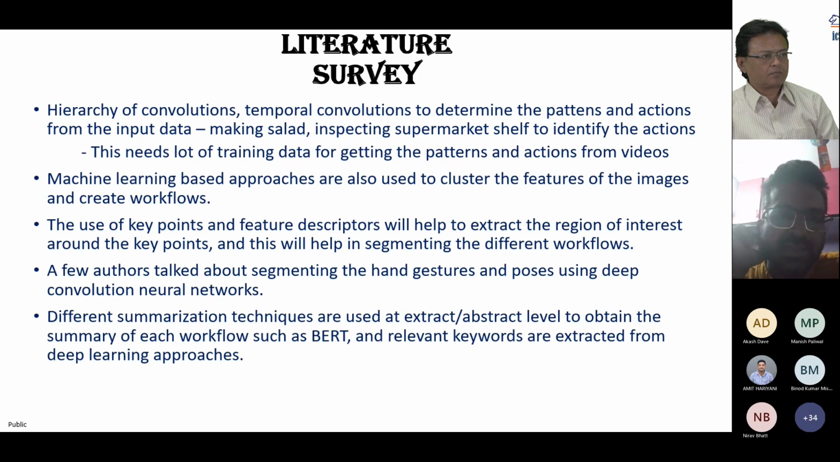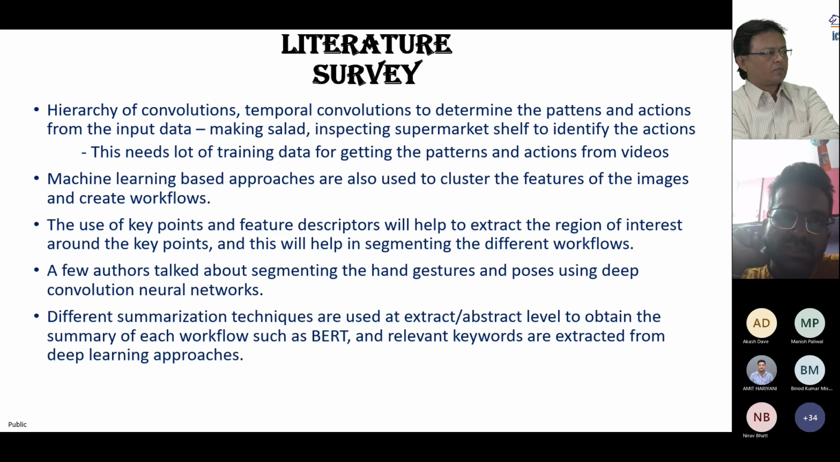So as you see, many folks have already talked about the use of convolutional neural networks in multiple applications, and this is also a convolutional neural network as part of video segmentation. Also, we have supervised methods and unsupervised methods.